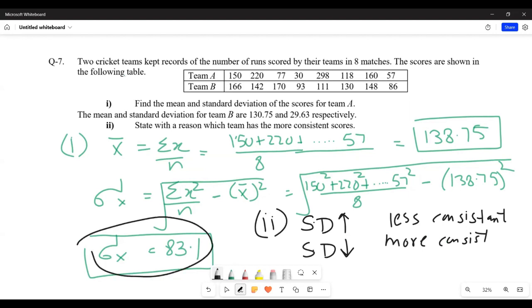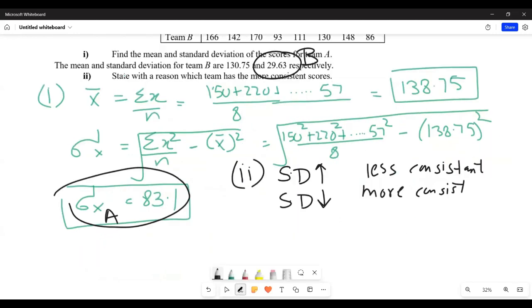So for A, this is the standard deviation. And for team B, this is the standard deviation. So B has a smaller standard deviation. That means B's data values are more consistent. So you're going to write team B because its standard deviation is smaller.